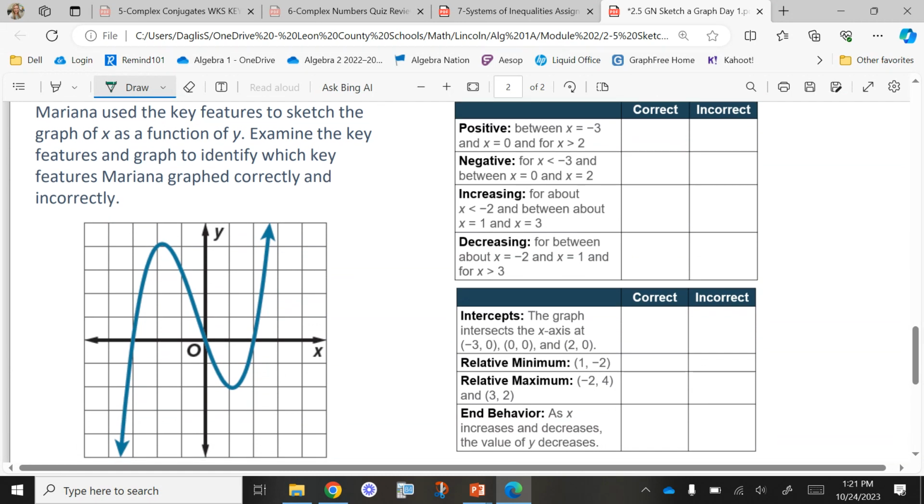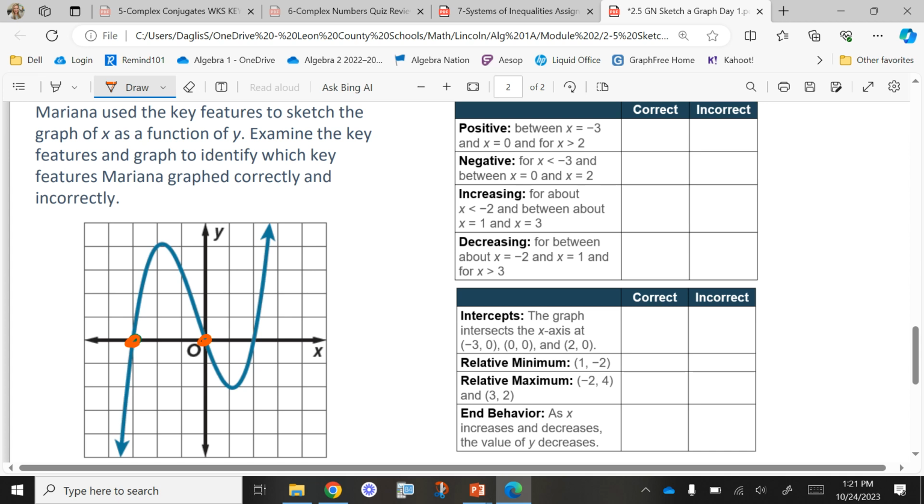All right. We have Mariana. She used key features to sketch the graph of x as a function of y. Examine the key features and graph to identify which key features she graphed correctly and incorrectly. Does she have the graph being positive between x equals negative 3 and x equals 0? Let's start with that. Here's x equals negative 3, and in between those two points, we are above the x-axis.